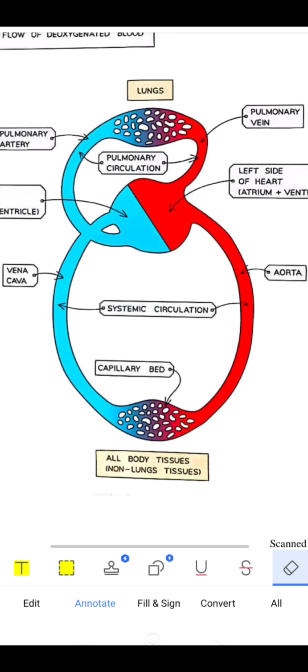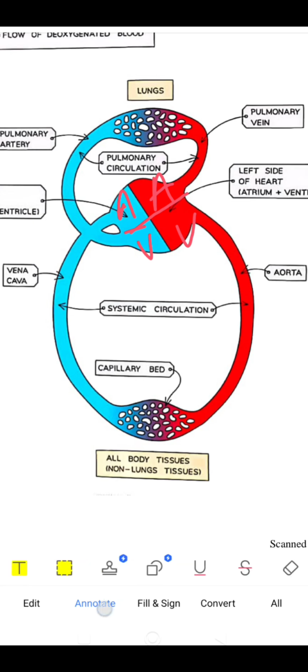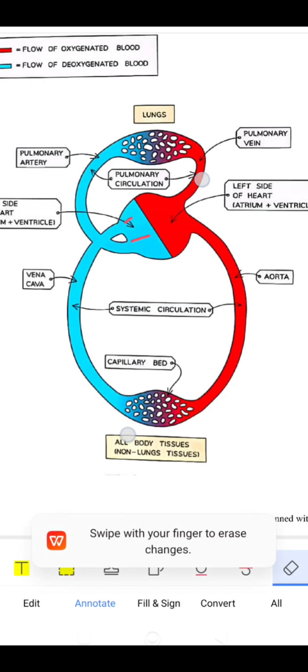Okay, now these are the two chambers, and every chamber is receiving the blood. Now these chambers are further divided into two more chambers, means the atrium, ventricle, atrium, ventricle. We will see these structures later on, but here you just need to know that double circulation is that in which the heart is receiving blood two times.